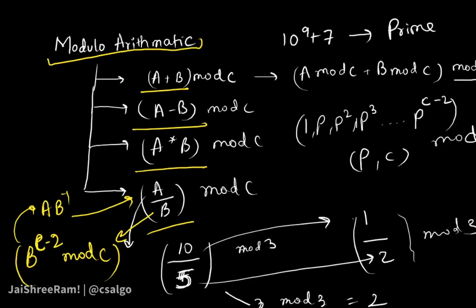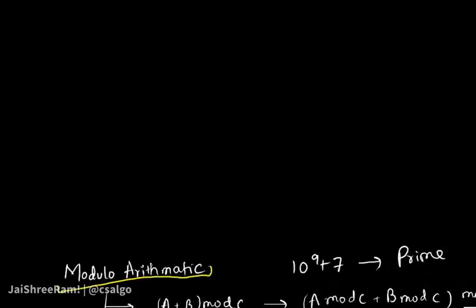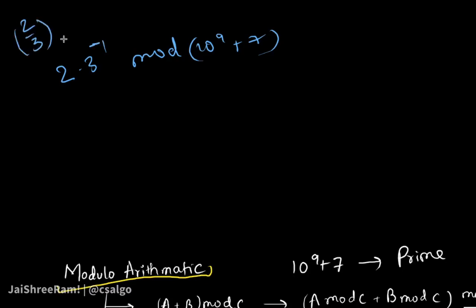Now, still there is a very big problem in calculating the inverse in this way. We need to find b to the power c minus 2, right? Now let's suppose I ask you to calculate 2 multiplied by 3 inverse modulo 10 to the power 9 plus 7, okay? So this is basically 2 by 3, right? You had some answer 2 by 3, you need to report that modulo 10 to the power 9 plus 7. So what you do is that you report it like this, right? And you need to find 3 inverse modulo this, right? So what is 3 inverse modulo 10 to the power 9 plus 7, okay?